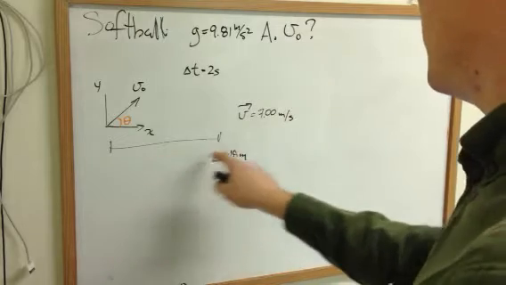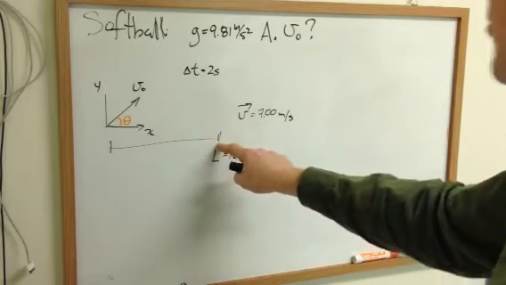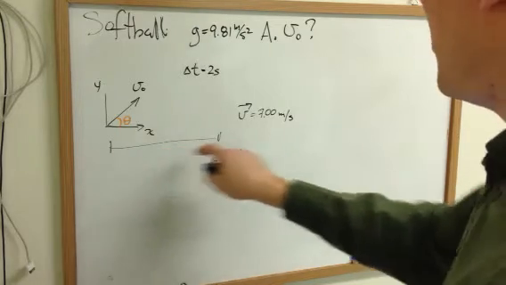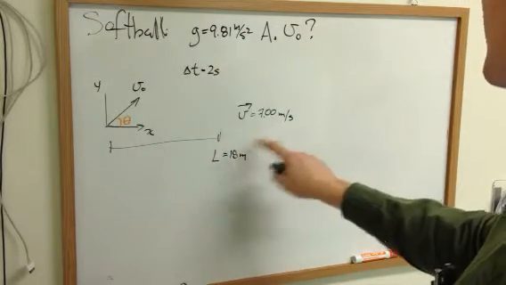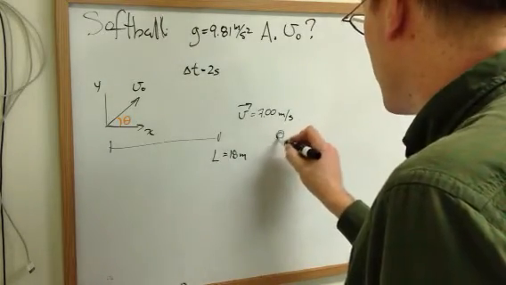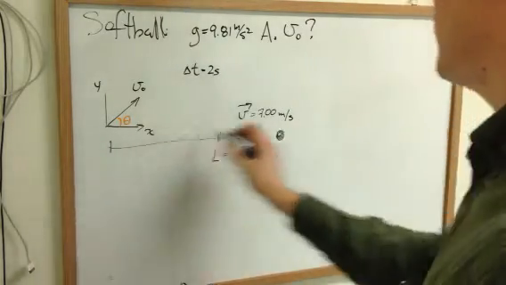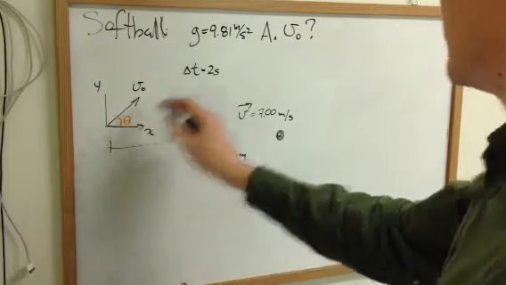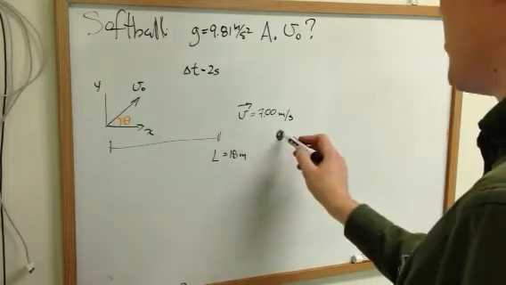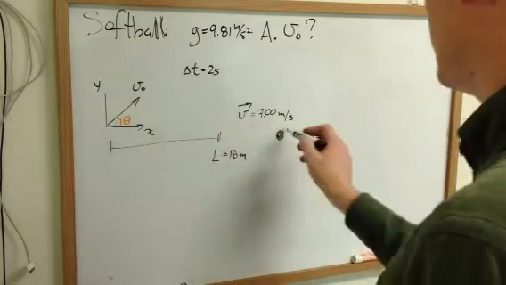There was a fielder who was already 18 meters away. That's about 20 yards away. The fielder saw the ball, ran, and 2 seconds later caught the ball in the outfield, somewhere here. So I do know that in 2 seconds, the ball has some kind of range, and it's caught. It's caught at the same level.